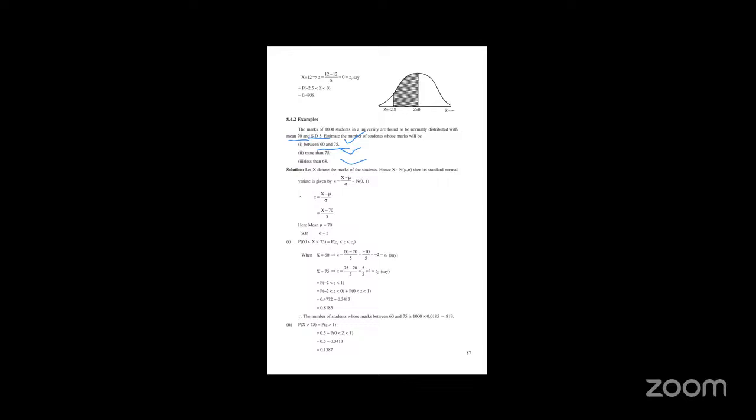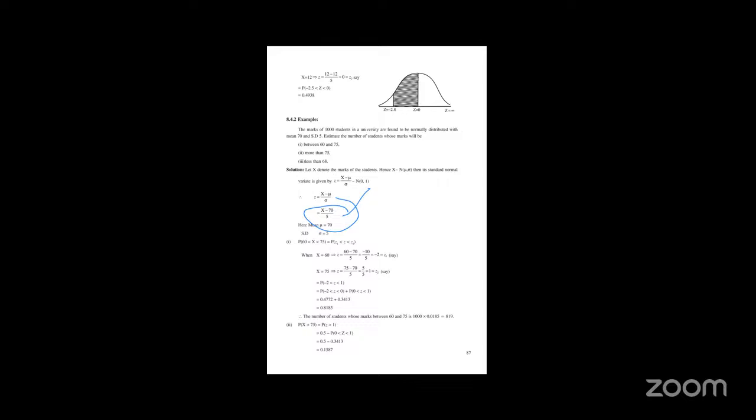First we need to find the standard normal variate, and after that we solve these problems. The formula for the standard normal variate is Z equals (X minus mu) by sigma. Here mu is 70 and sigma is 5. Substituting, Z equals (X minus 70) by 5.